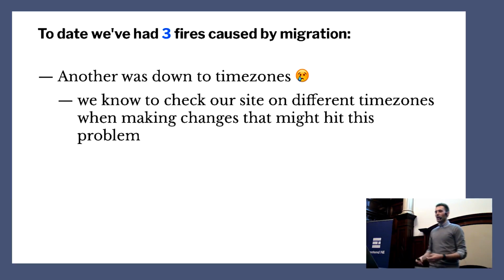But we do now know, ultimately time zones are nearly impossible to test automatically. If anyone has any ideas on how we can catch this stuff, I'd love to hear. I want to run acceptance tests in different time zones.